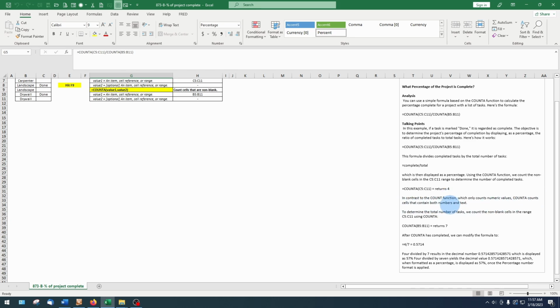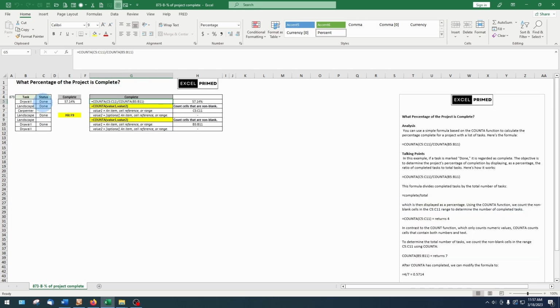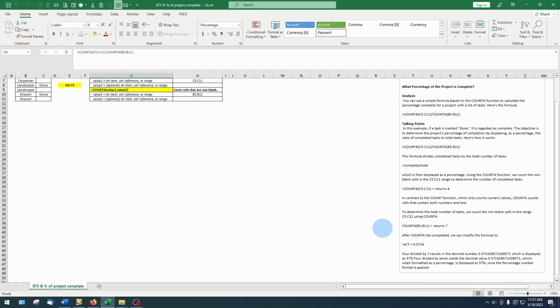COUNTA counts cells that contain both numbers and text. If this was a number, it would be counted. If it's text, it's counted. Otherwise, anything else is not counted.